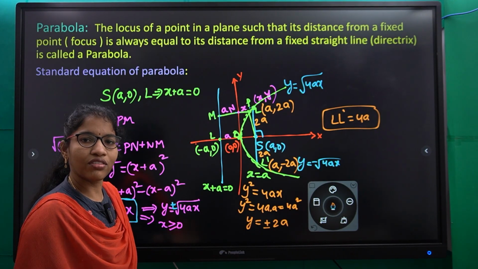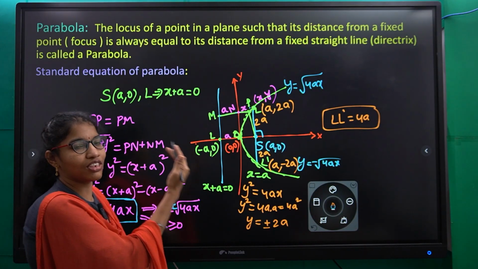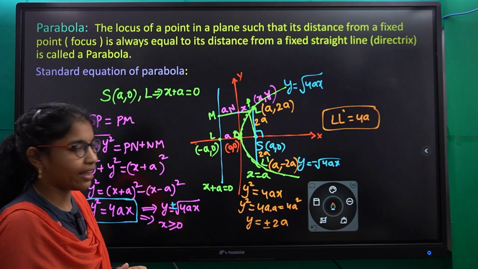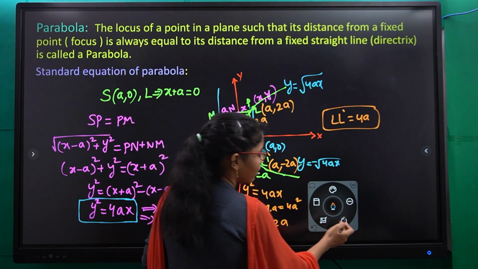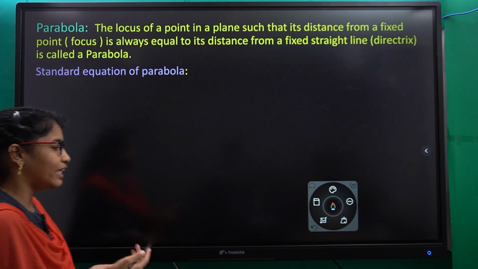So here we have taken the focus on the positive x-axis and the directrix parallel to the y-axis. Suppose you take the focus on the negative x-axis and the directrix still parallel to the y-axis, and it is x equals a, then how will the equation of the parabola look? Now we will see. So along with this y square equals 4ax, we have different forms, various forms of the parabola.